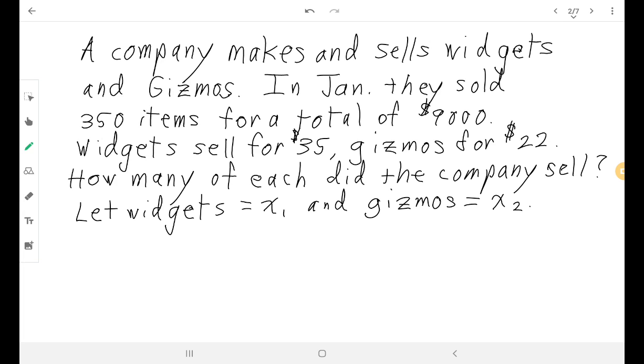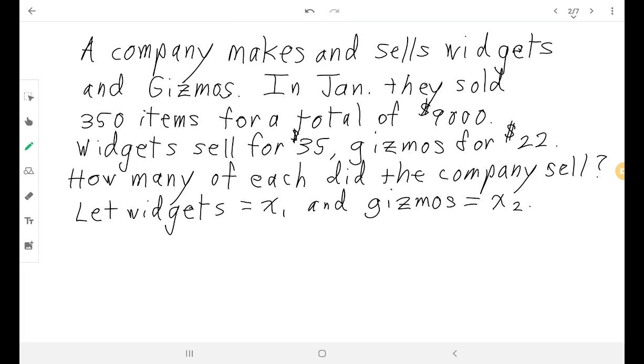And for purposes of staying true to what you're going to see in the lesson, we're going to let widgets equal x sub 1 and gizmos equal x sub 2. If you were writing it on your own, you might let widgets equal w and gizmos equal g, but that's not how they present it. So I'm going to stay consistent with the way that Edgenuity presents it.